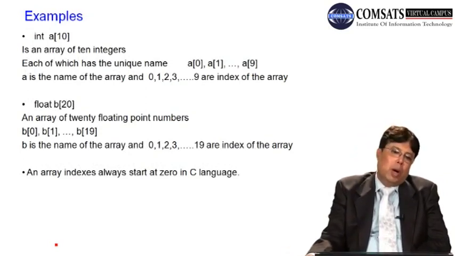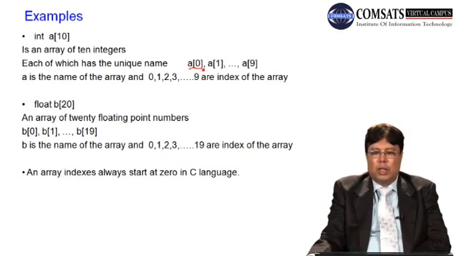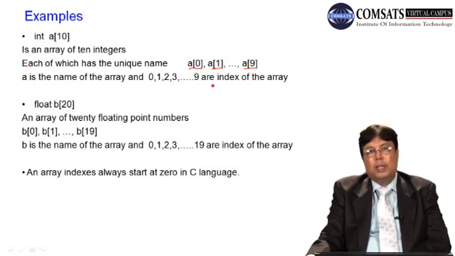अब नेम कैसे यूनिक होगा? नाम तो इस अरे का हमने a रखा है. यूनिक इस तरह से होगा कि उसका सबस्क्रिप्ट जो है हम उसको चेंज करेंगे. a of 0 first element, a of 1 second element, and a of 9 10th element. Okay, and a is the name of the array, and 0 1 2 3 4 5 6 7 8 9 are the index of the array.